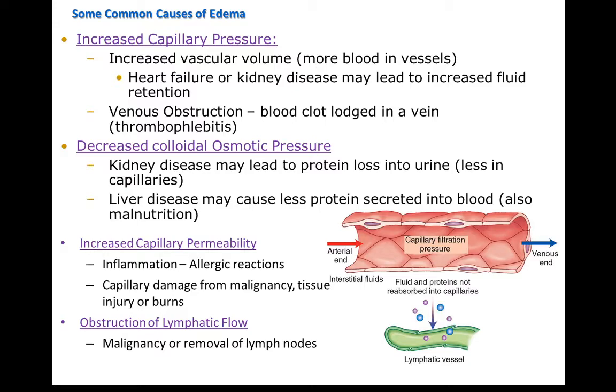A venous obstruction or a blood clot can cause a localized increase in capillary pressure, resulting in edema of the extremity.